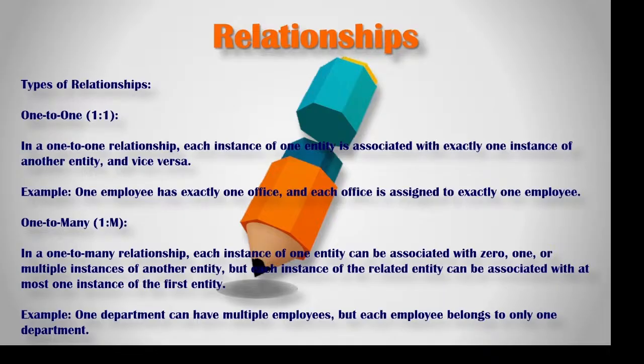One-to-many. In a one-to-many relationship, each instance of one entity can be associated with 0, 1, or multiple instances of another entity, but each instance of the other entity can be associated with at most one instance of the first entity. Example: a department has multiple employees, but each employee belongs to only one department.